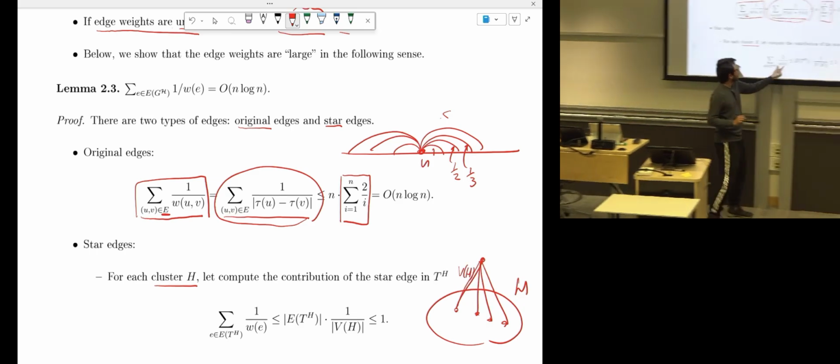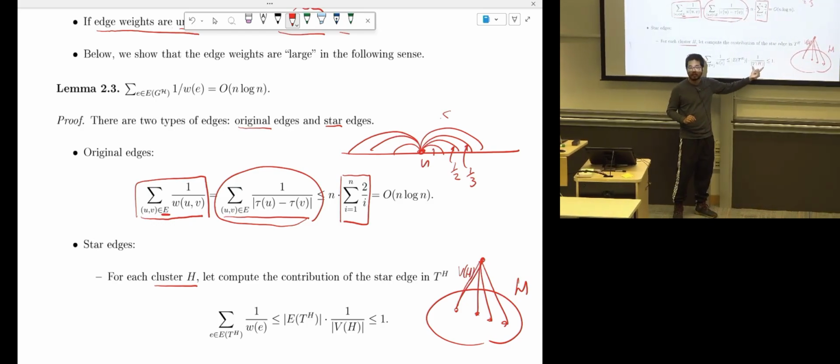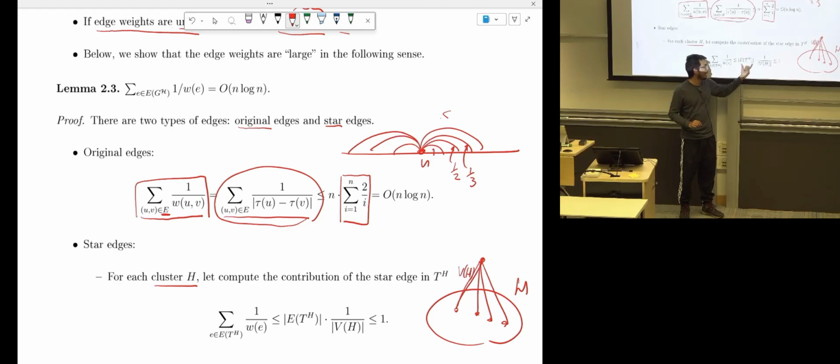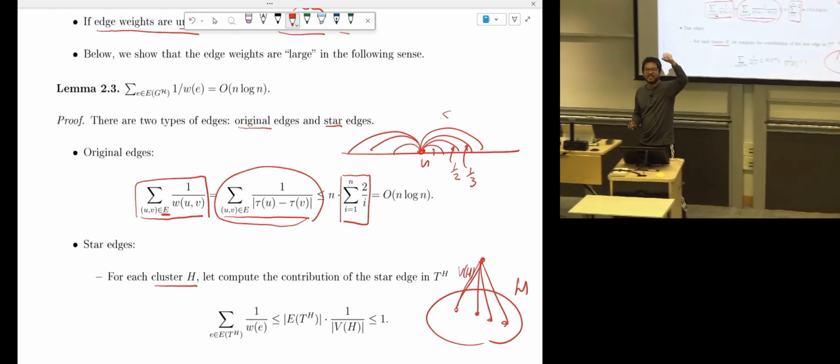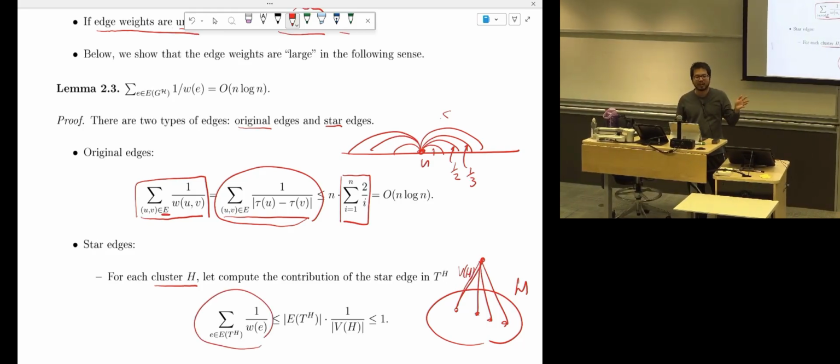So each of these is just 1 over the number of nodes in the cluster times the number of edges in the star. The number of edges in the star is at most the number of nodes in the cluster. So this is at most 1. So for each star, the total contribution is at most 1. How many stars are there? How many clusters are there? Log n? It can be more than that.